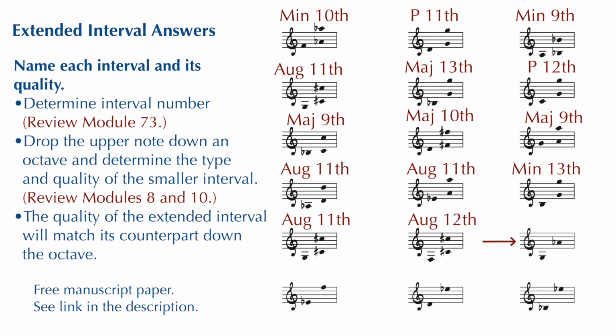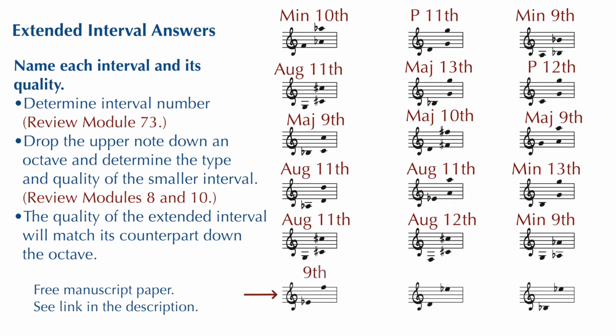Number 15, low G to second space A flat. This is going to be some sort of ninth. Lower that A flat an octave, and we have a minor second, so the extended interval is a minor ninth.